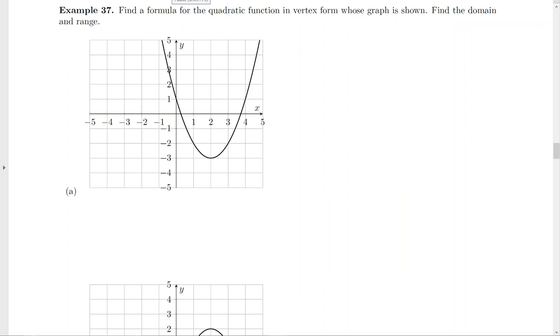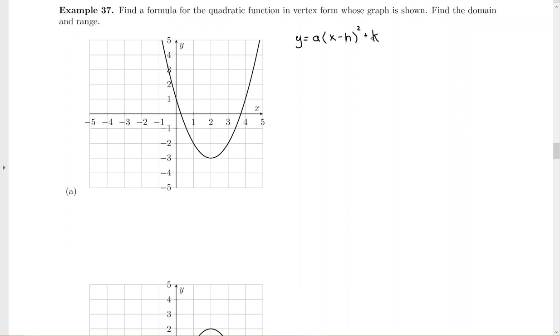These next two examples are going to have you write the equation of your graph in vertex form and then state the domain and the range. So we're finding the quadratic function in vertex form. So let's just get that formula down. Y equals a times x minus h squared plus k. Don't forget the square, otherwise it's not a parabola.